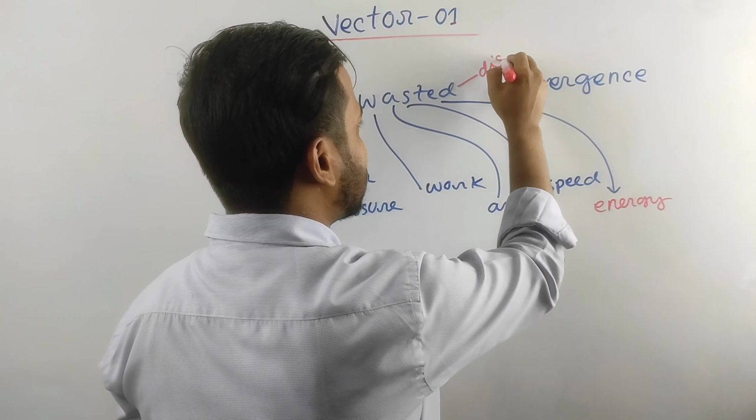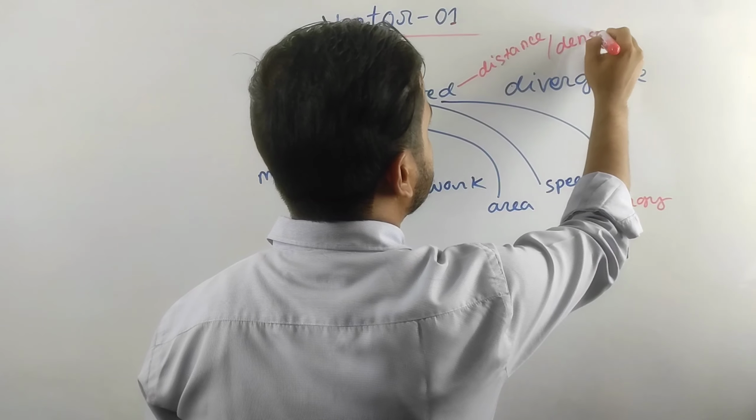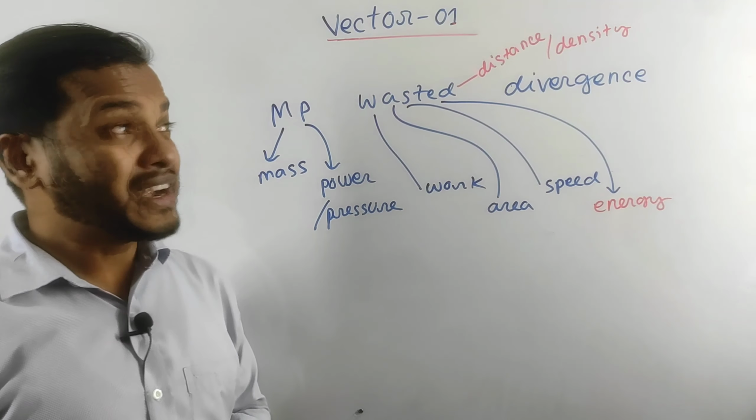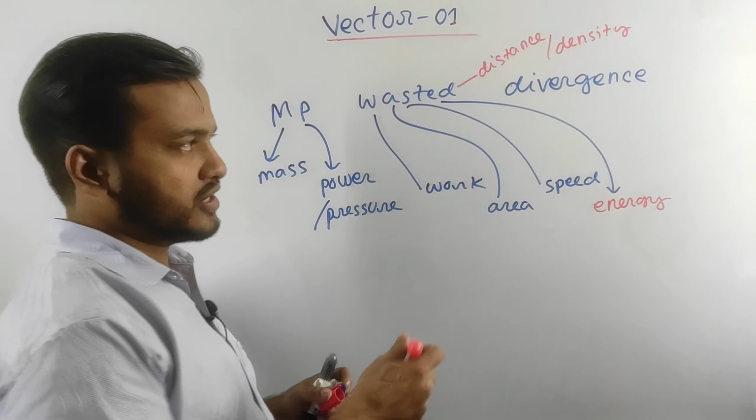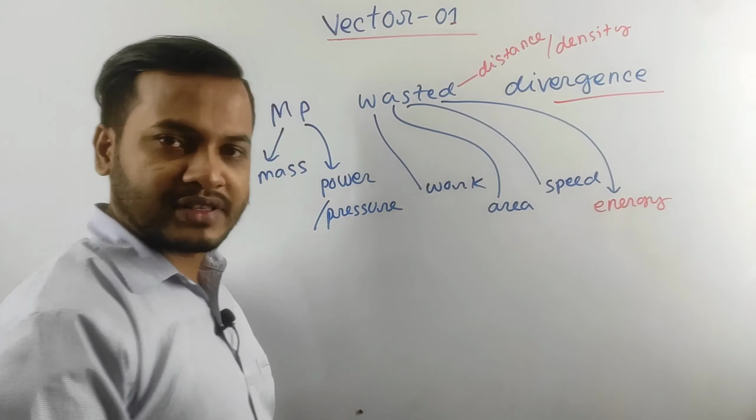D means distance or density. Distance and density are both scalar quantities. Okay, but displacement is a vector quantity. Now divergence is a scalar quantity. What is divergence? Especially expansion or compression of liquid or gas. Okay, just like this. I mean, this is expansion of fluid. So expansion of fluid is divergence, or compression, I mean contraction of fluid, is also divergence.